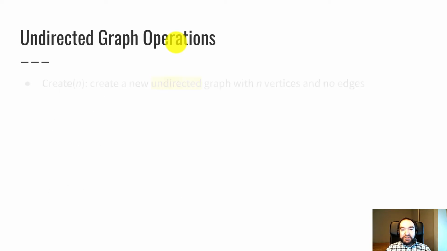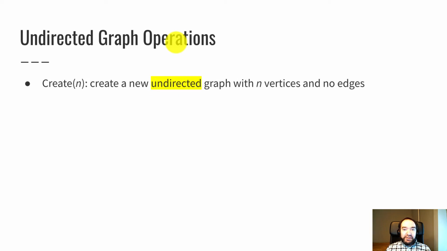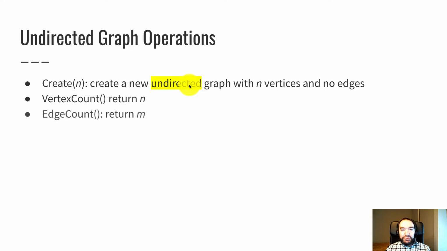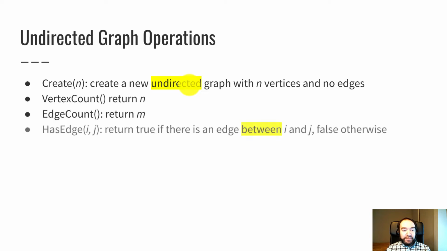Let's define the operations we're trying to create here. So this is a different abstract data type. It's going to have a different set of operations to represent an undirected graph instead of a directed graph. So what I've done is written those operations here, and I've highlighted in yellow the changes that we made relative to the directed graph abstract data type. So we still have a create operation that creates a graph that has n vertices and no edges. The one change I had to make was change the word directed graph to say undirected. Vertex count and edge count work the same way. They return the number of vertices and edges respectively.